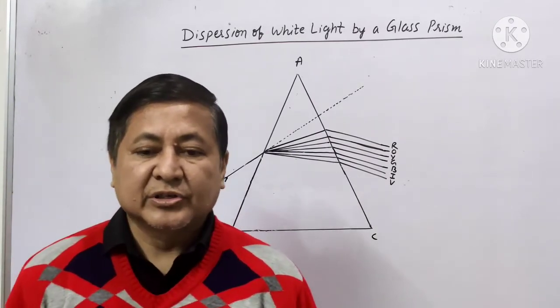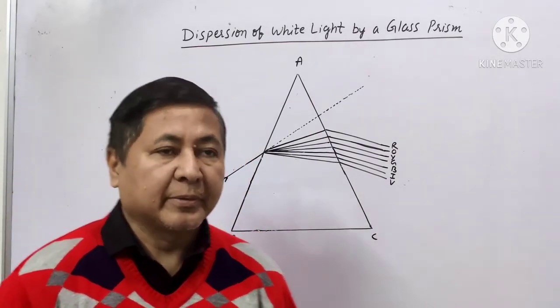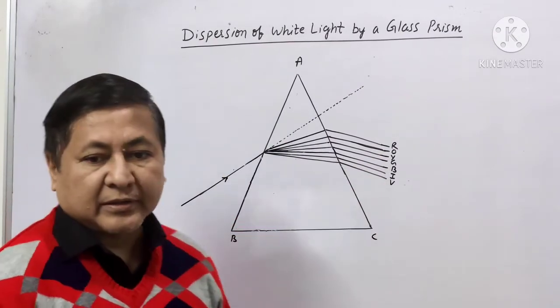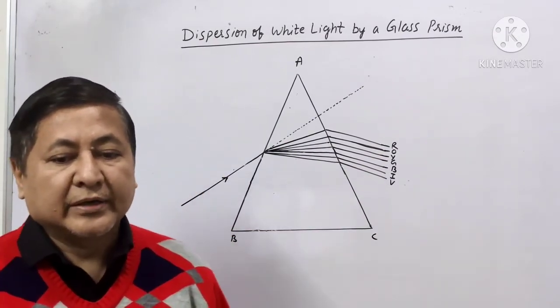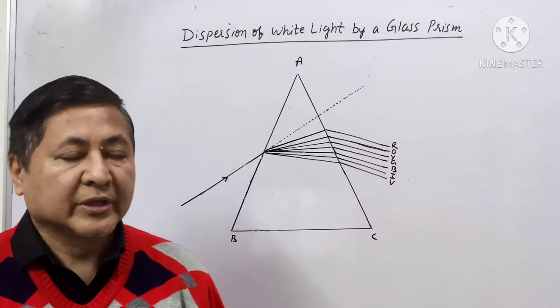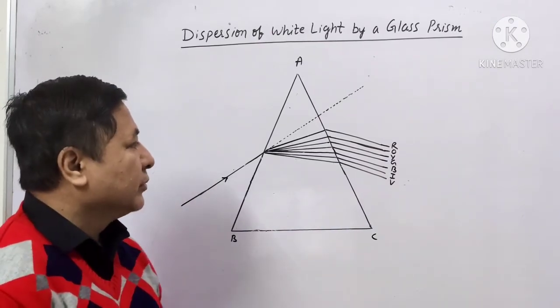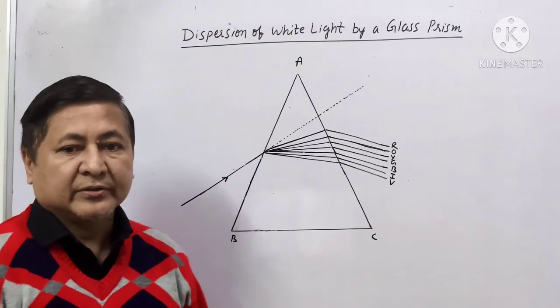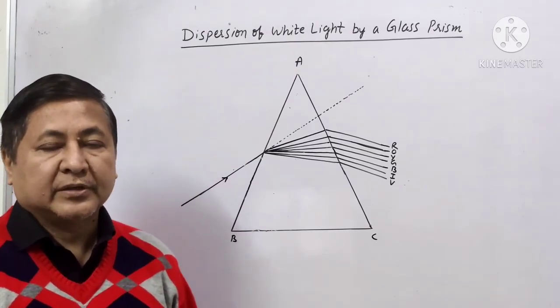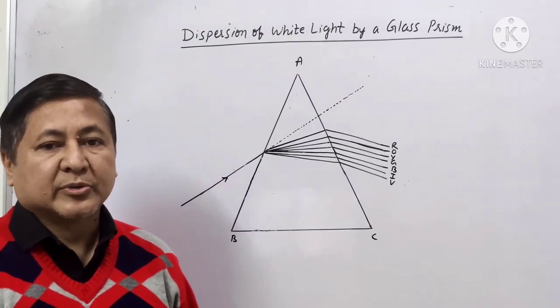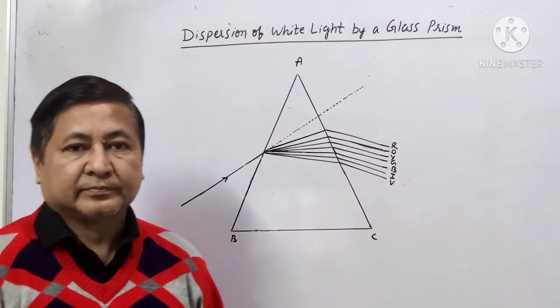Thus the rays of each color emerge along different paths and thus become distinct. So that's why we are able to see the different colors, that is violet, indigo, blue, green, yellow, orange and red. And this phenomenon is known as dispersion of white light.